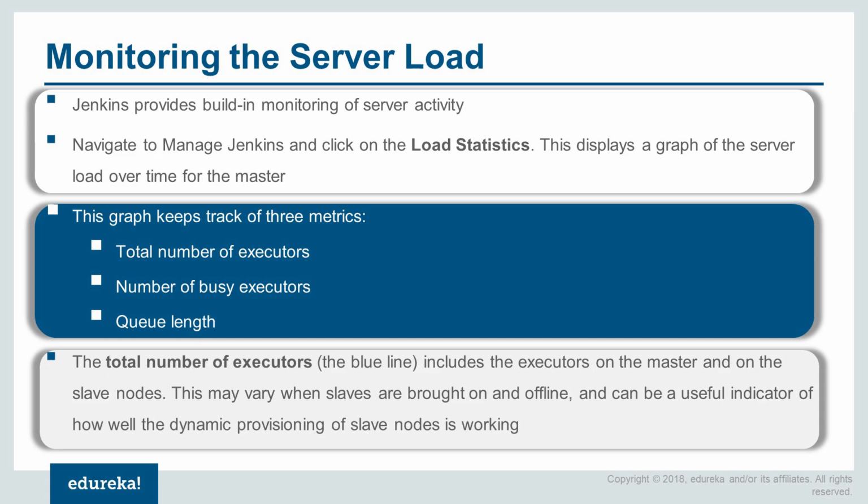So the total number of executors is shown by the blue line, and it includes the executors on the master and on the slave nodes combined. In our case, if I go back, I don't have any slave at the moment. I have removed the one I used in the previous videos. But let's say you have 2 executors on the master and 2 executors on one of the slaves. So the total number of executors will be 4 in this case. Now, this may vary when slaves are brought online and offline, and can be a useful indicator of how well the dynamic provisioning of slave nodes is working.